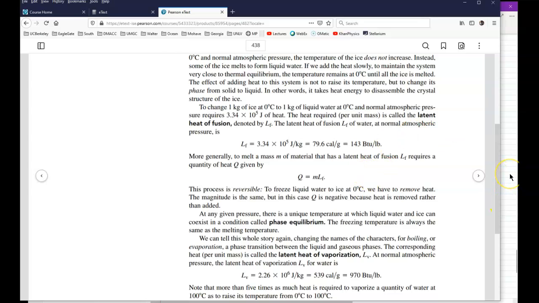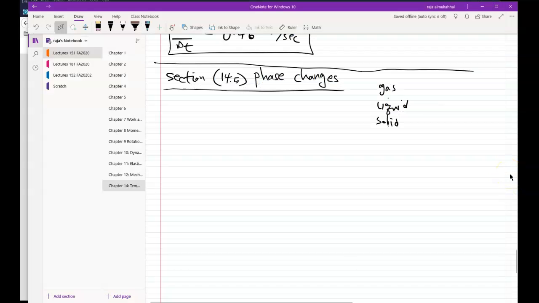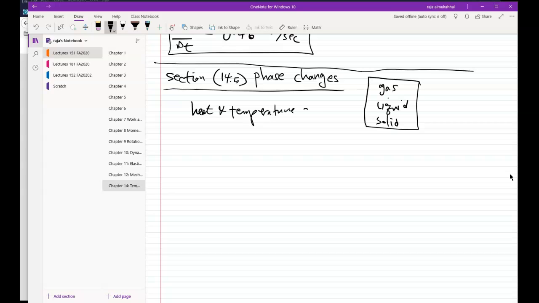Okay, so what's going on here? First of all, what is responsible for the change of phase or for being in a specific phase? It is heat and temperature. So heat and temperature are responsible for phase change. I'm sure you already know that.